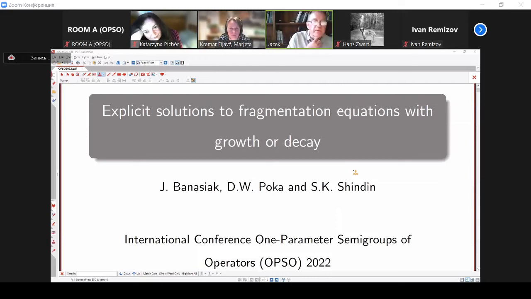I will be talking about explicit solutions to some particular equations from mathematical physics. It's joint work with my colleague Sergei Shindin from University of KwaZulu-Natal and my PhD student David Sipoka.